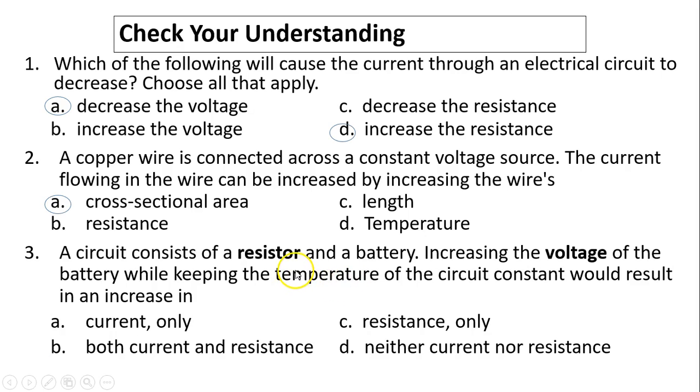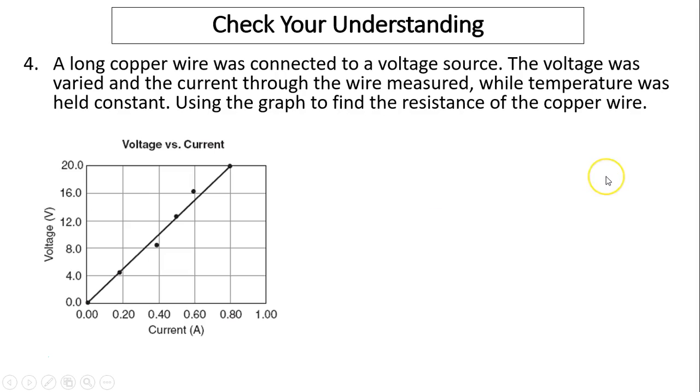This material is ohmic. So that means I is directly proportional to the voltage. That means current will increase. Resistance will not change because material didn't change and temperature didn't change. So the answer is A only, current only.